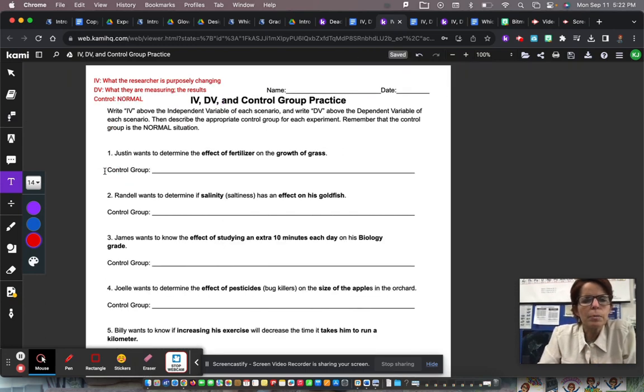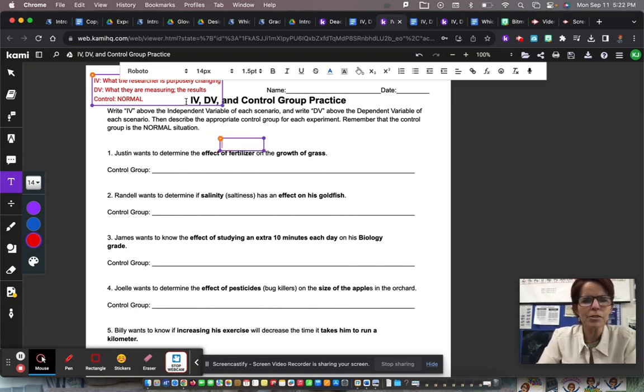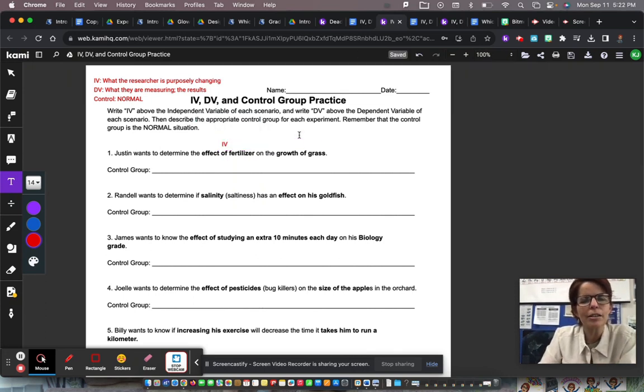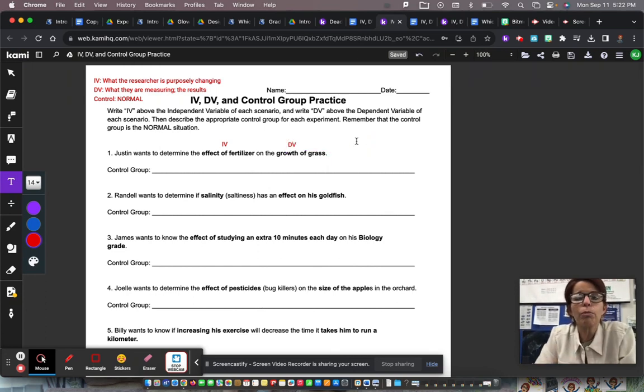So let's take a look at these experiments. It says Justin wants to determine the effect of fertilizer on the growth of grass. So he's wondering if fertilizer makes grass grow more. So he is going to mess around with the amount of fertilizer to see what impact it has on how tall the grass grows. So right now you need to write IV above the independent variable and DV above the dependent variable. So what he's going to be changing, what the researcher is purposely changing, Justin is his name, that's the amount of fertilizer that he's going to be using. And then his results, what he's measuring, that's the dependent variable, the growth of grass.